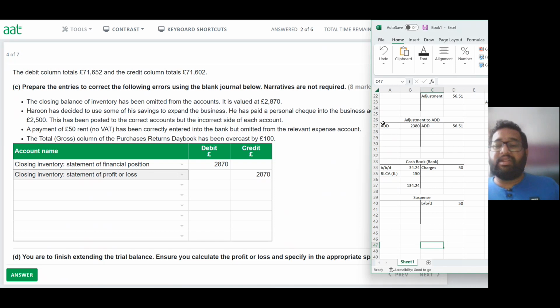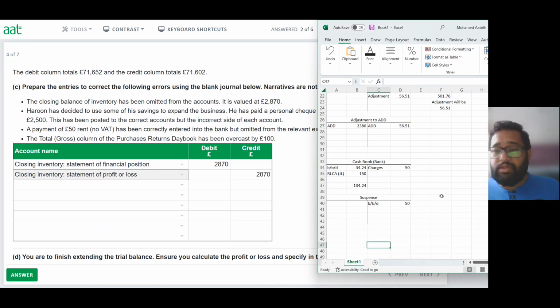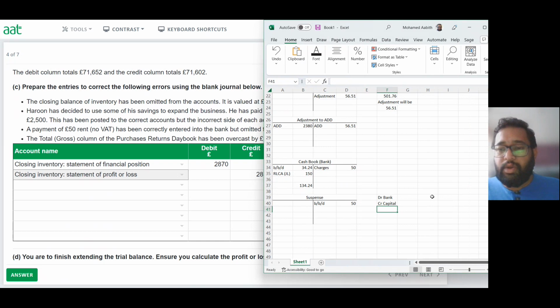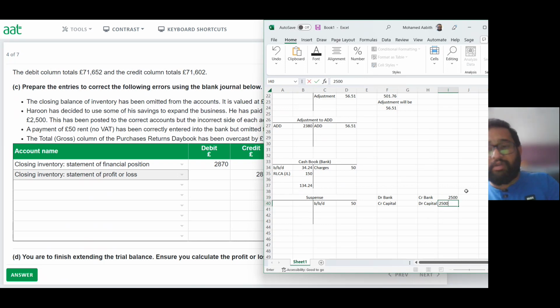So what should you have done in this scenario? The correct way is debit bank, credit capital. That's what you should have done. But what happened here is we have done credit bank, debit capital. That is completely on the wrong side. £2,500 has been shown as money out of the business. In fact, that is where the money came in.